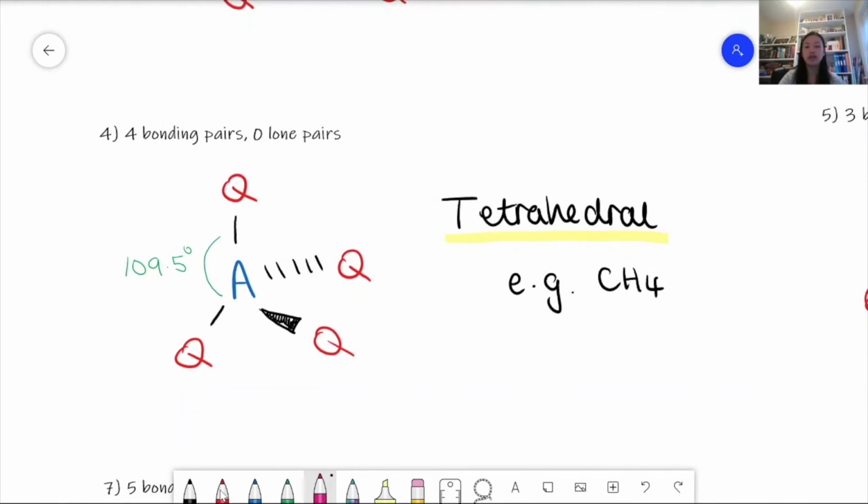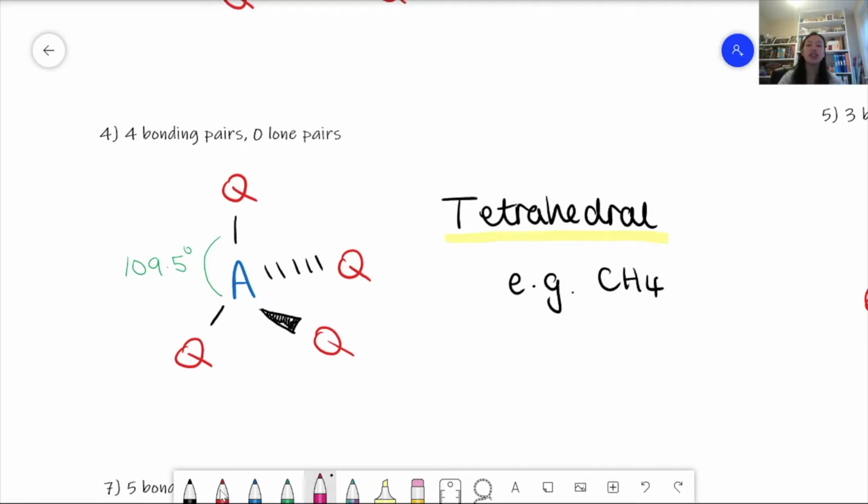And now we're going to move on to 4 pairs of electrons. So the first one is 4 bonding pairs and 0 lone pairs. So the shape of this is basically a triangular pyramid. So it's got 3 on the bottom and 1 on the top.